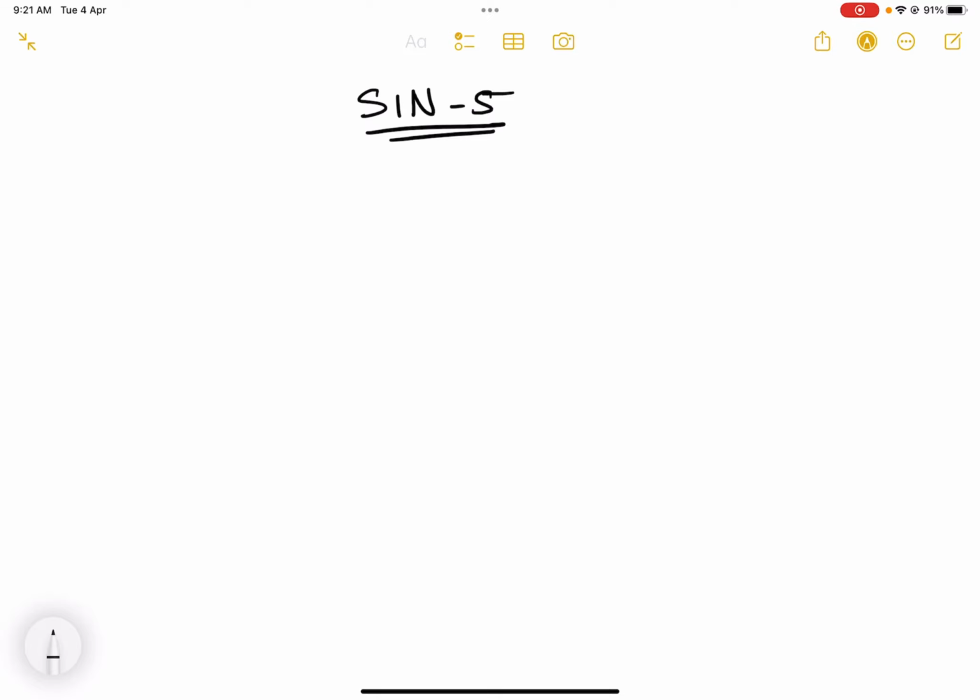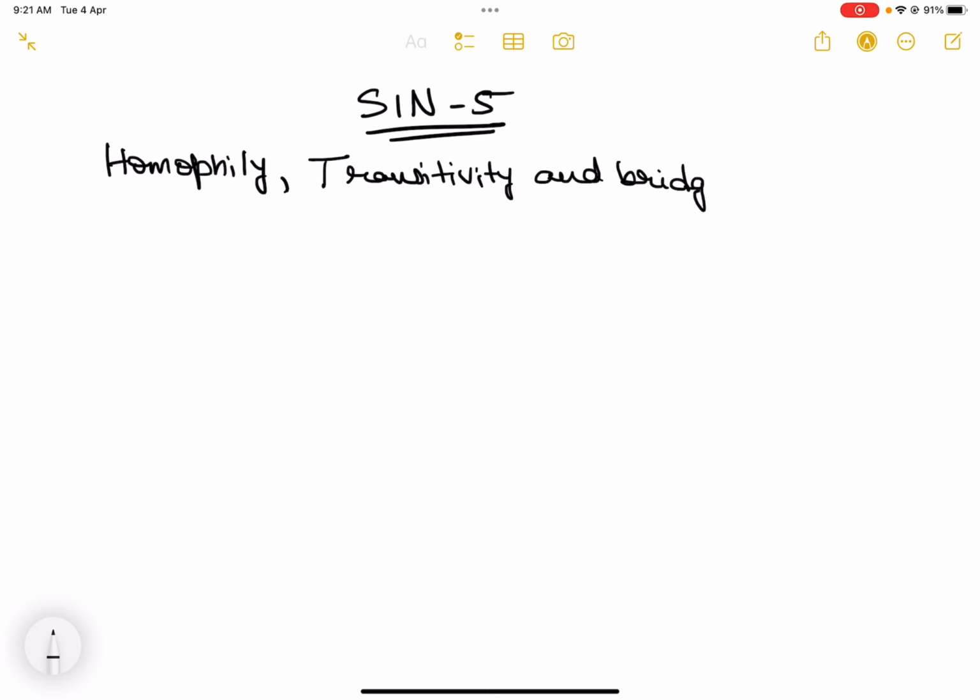So in today's video, we are going to discuss three main topics: homophily, transitivity, and bridges. These are three important concepts that are useful for you. Before we move on to these topics, let us just check if we understand what clusters are. So you may have a graph like this.